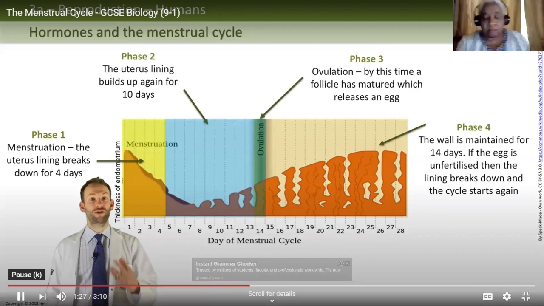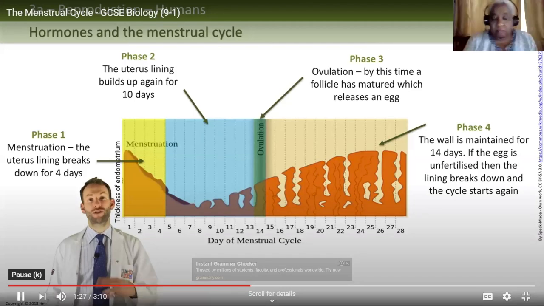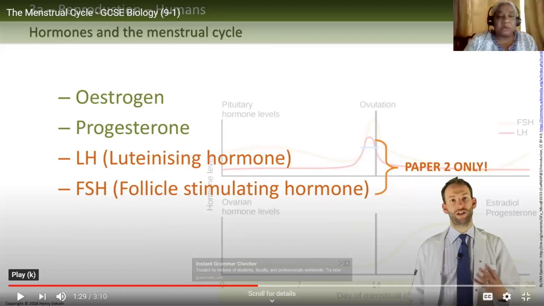If you're doing dual science, you need to know about each one. When they're talking about dual science, they're talking about whether you're doing, for us, it means whether you're doing the core only or if you're doing extended. So if you're doing core, detailed knowledge of estrogen and progesterone is needed. If you're doing extended, you need to know about estrogen, progesterone, luteinizing hormone, and follicle stimulating hormone.